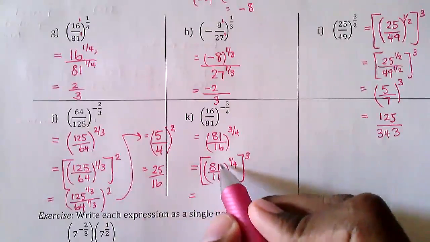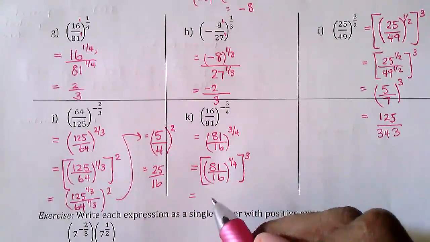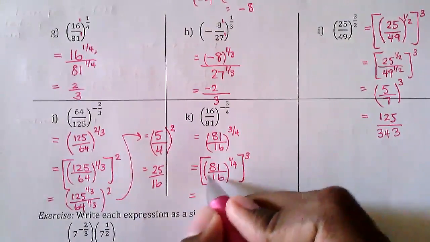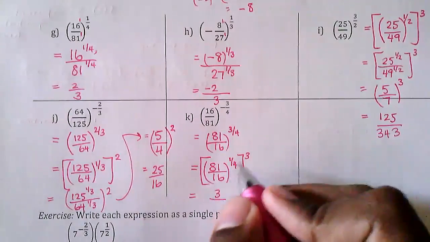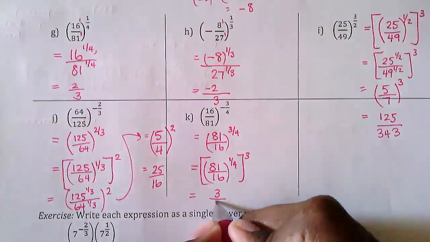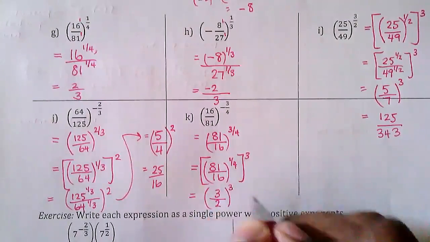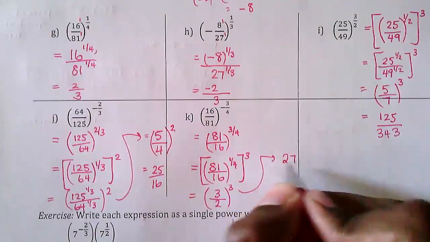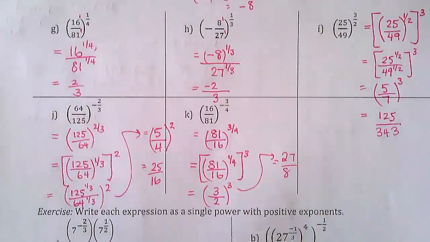So here at the numerator, what is the fourth root of 81? So something to the power of 4 gives me 81. The answer is 3. And the bottom, we're looking for the fourth root of 16. Something to the power of 4 gives me 16, which is 2. And all of this is put to the power of 3. So 3 to the power of 3 is 27, and 2 to the power of 3 is 8.